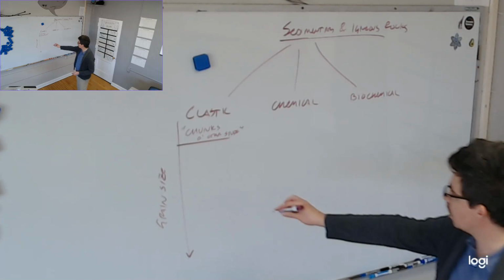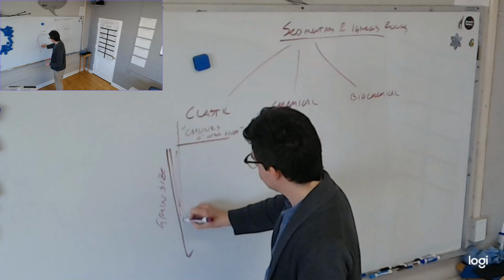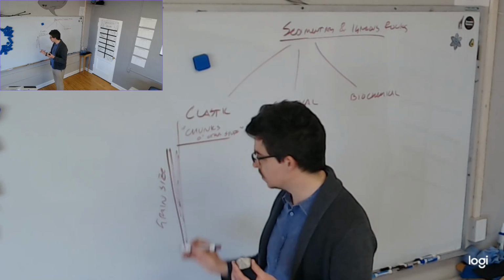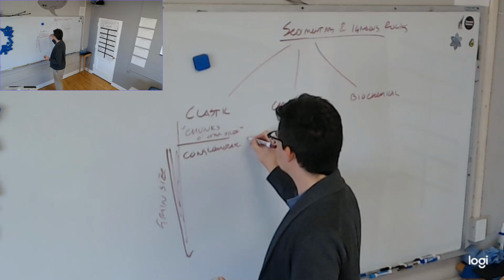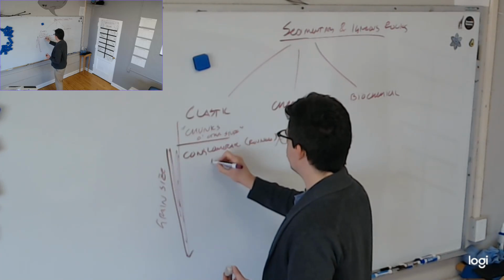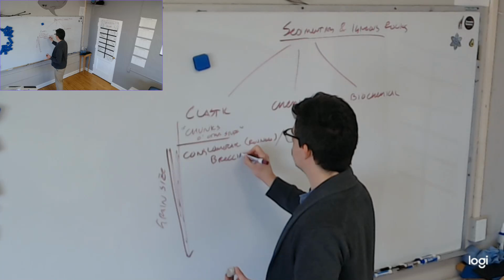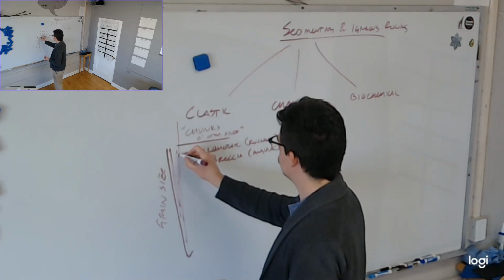So starting with the largest grain size down to small grain size, we have what's called conglomerate, which is rounded grains, or breccia, which is angular. What might those two things mean? Angular and rounded.